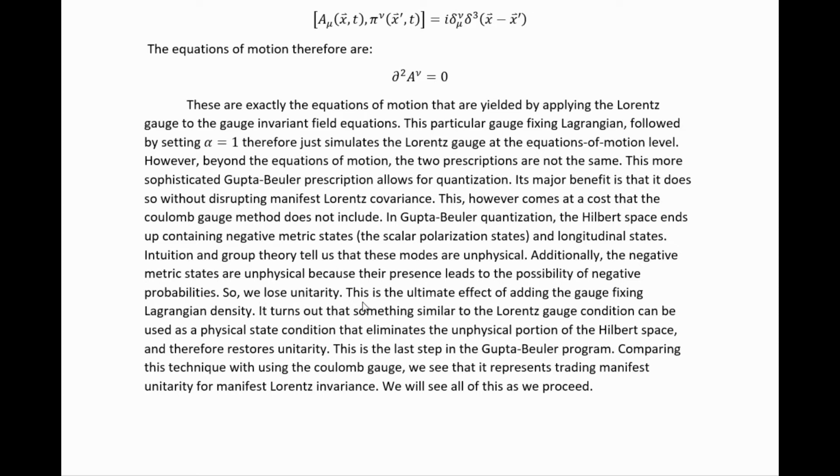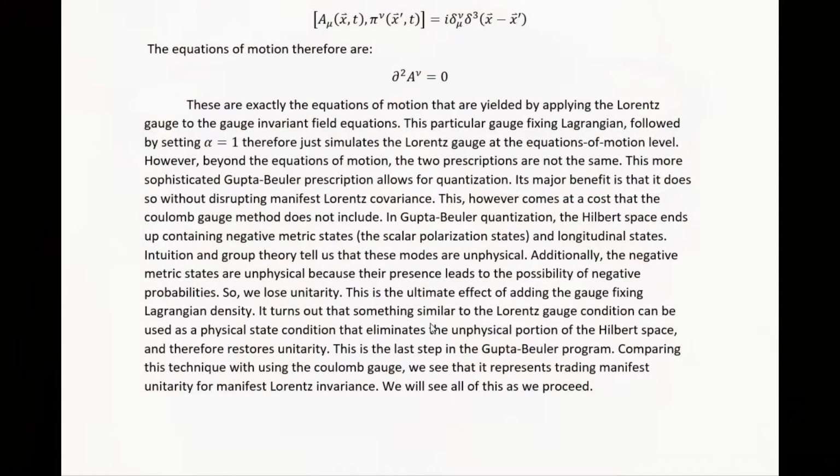so we lose unitarity. This is the ultimate effect of adding the gauge-fixing Lagrangian density instead of using the Coulomb gauge condition. The Coulomb gauge condition eliminates all of these undesirable states, whereas breaking the gauge with the gauge-fixing Lagrangian we're using here doesn't. It turns out that something similar to the Lorentz gauge condition can be used as a physical state condition that eliminates the unphysical portion of the Hilbert space and therefore restores unitarity. This is the last step in the Gupta-Bleuler program.